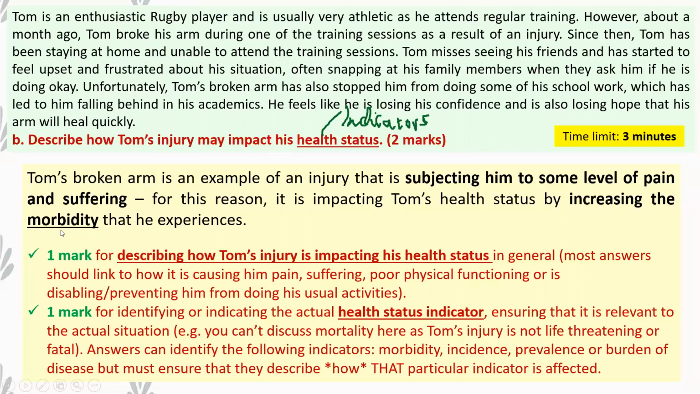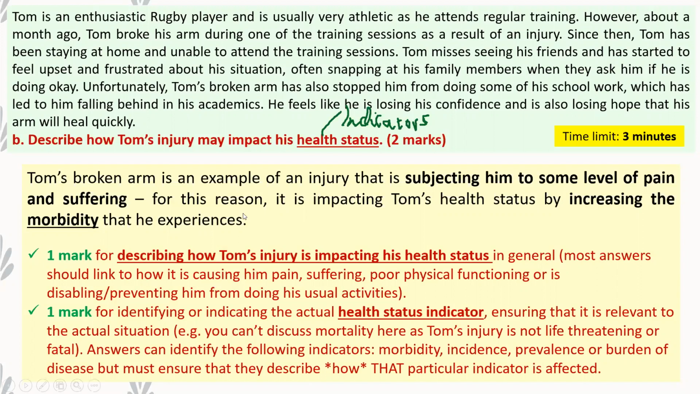Now, morbidity is probably the most relevant one, but you can even talk about incidence. You can talk about prevalence. You could say that Tom's injury is contributing to the overall incidence, or new cases, of injuries among youth. Or you could talk about how Tom's injury is contributing to the overall total number of cases of injuries in youth, thus increasing the prevalence of injury across young people. You can't really link it to things like life expectancy though, because Tom's broken arm probably won't affect his life expectancy so much as it would affect his overall flexibility of muscles and joints. So those are some examples of health status indicators that you can use.